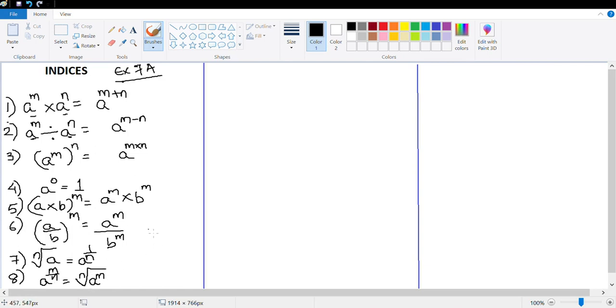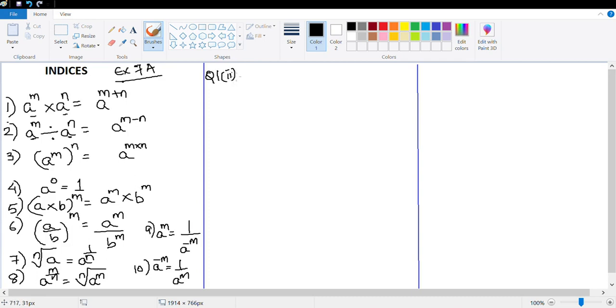And the last two, number 9. Number 9 says a to the power m is equal to 1 upon a to the power negative m. And then the last one, which is a to the power negative m is equal to 1 upon a to the power m. These are certain properties that we've done earlier. Now let's apply these properties and solve some questions.